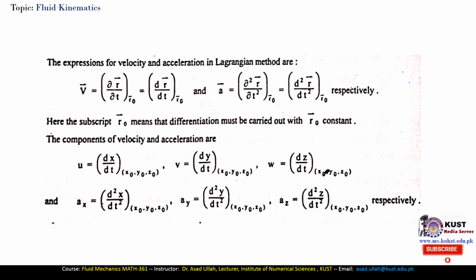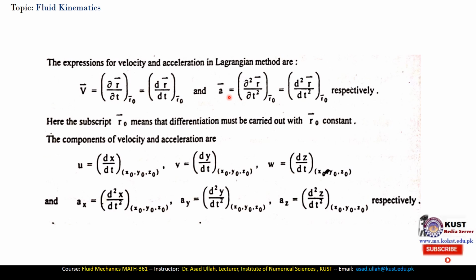Now, how to describe velocity and acceleration in Lagrangian method? Taking the derivative of the position vector r with respect to the time t, we get the velocity vector. That is partial r over partial t at the fixed position vector r0. Further, this is equal to dr over dt because r depends on the time t and the position vector r0. So r0 is fixed, so the partial derivative is equal to the total derivative.